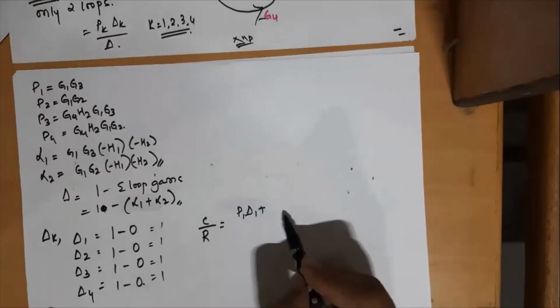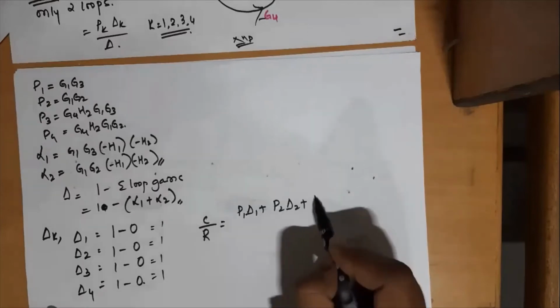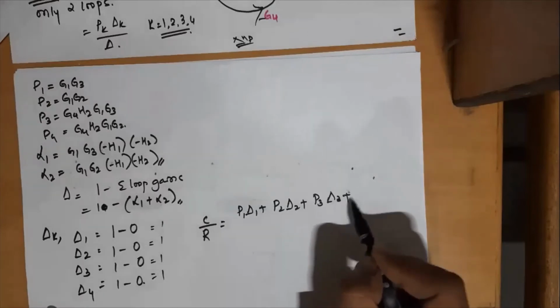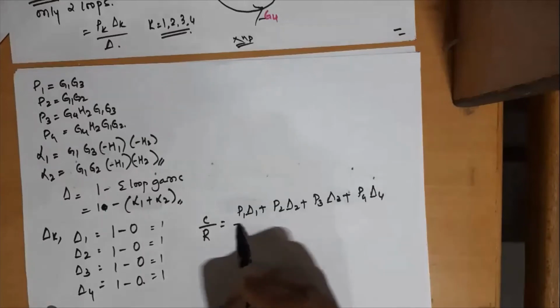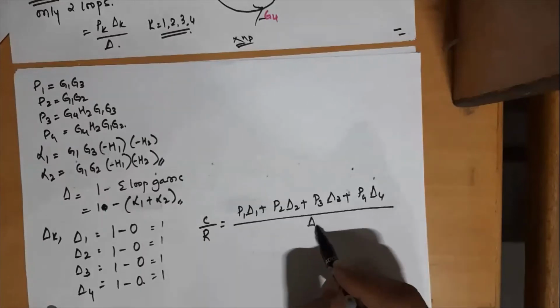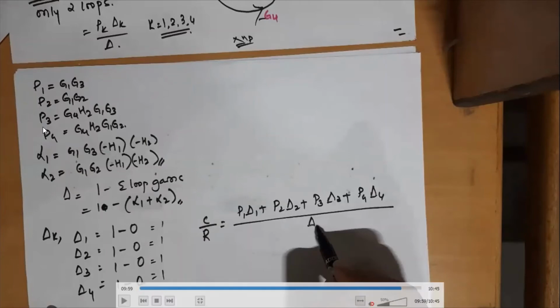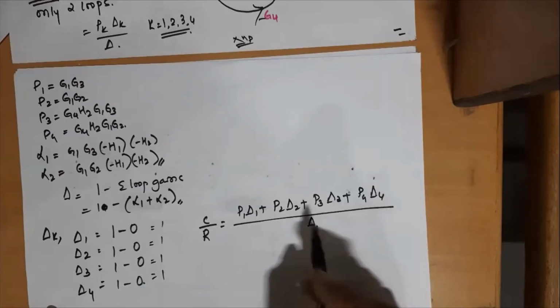You can look at this diagram later. What will be our final Mason's gain formula? It is the summation of Pk delta K divided by delta, which ends up as P1 delta 1 plus P2 delta 2 plus P3 delta 3 plus P4 delta 4. Very simple. We have P1, P2, P3, P4, delta 1, delta 2, delta 3, delta 4 here, and the determinant delta here.